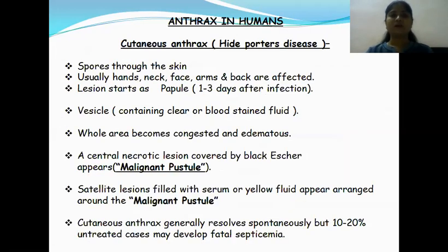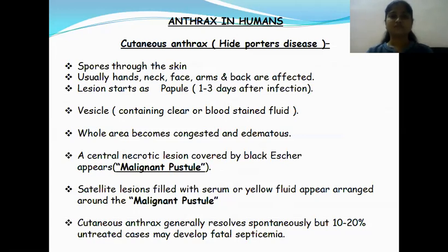Humans acquire the disease through inoculation of spores or ingestion of the bacilli. So in humans, anthrax can be cutaneous anthrax, pulmonary anthrax, or intestinal anthrax.